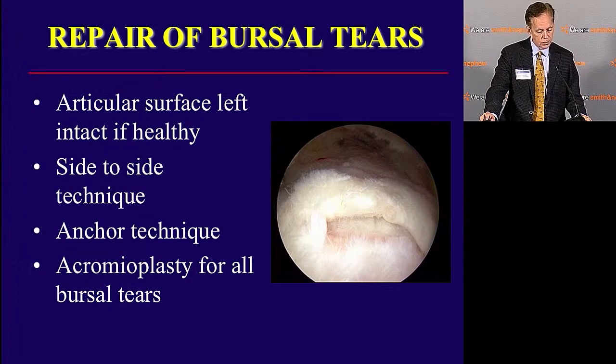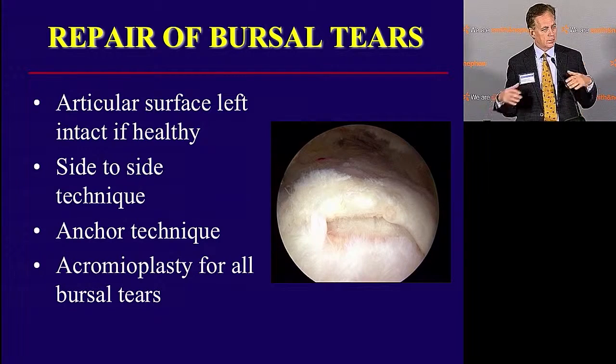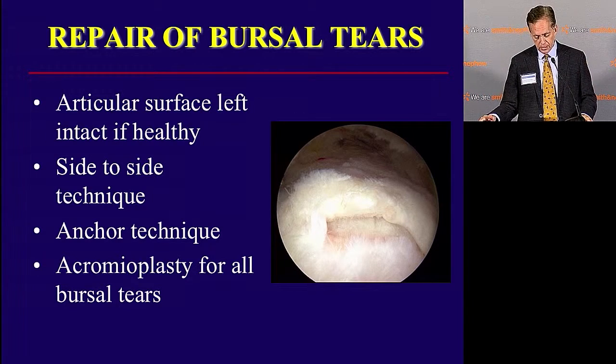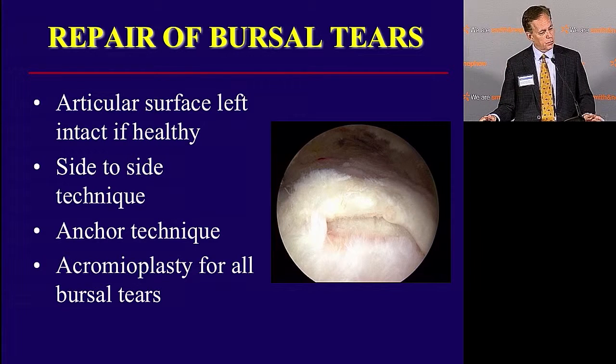What about bursal tears? Well, the articular surface is typically left intact if it's healthy, and often in these patients, interestingly, the glenohumeral joint diagnostic exam will be completely normal. It'll look completely normal, and it's only when we get to the bursal side that we recognize these tears, and we've got to be diligent again not to miss these.